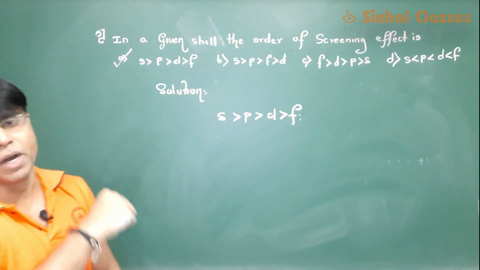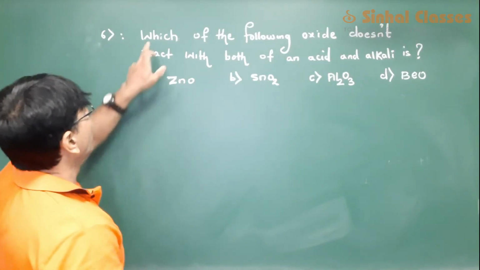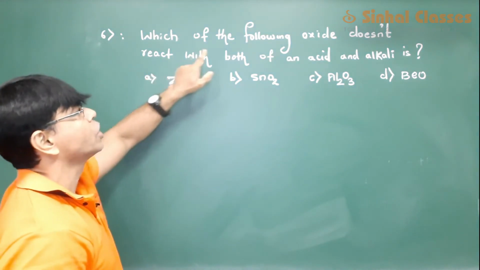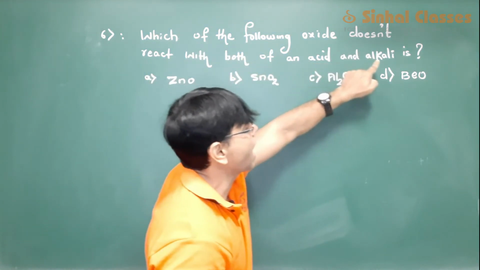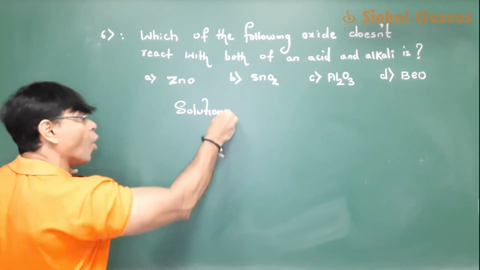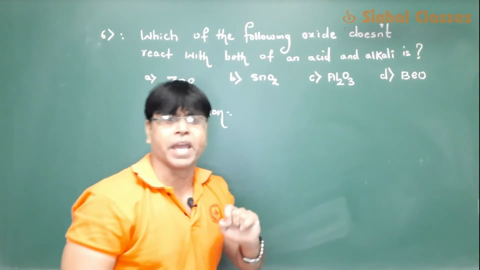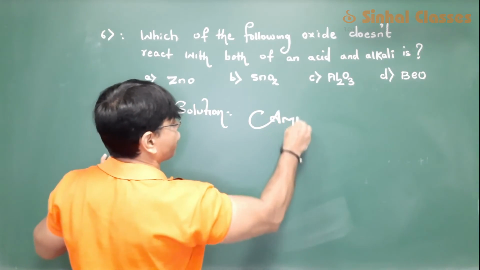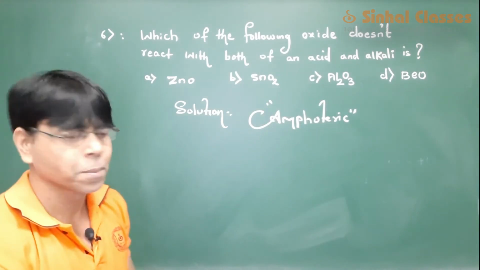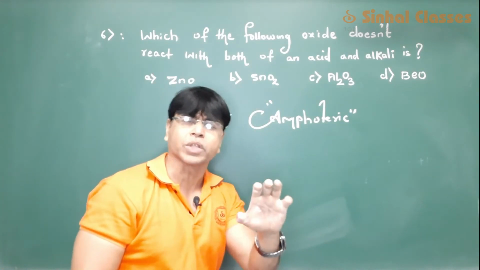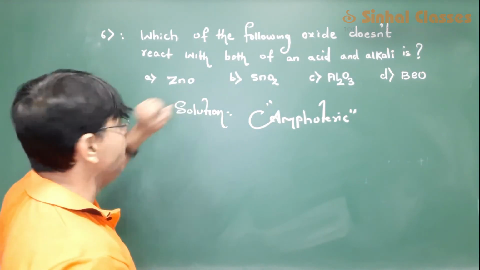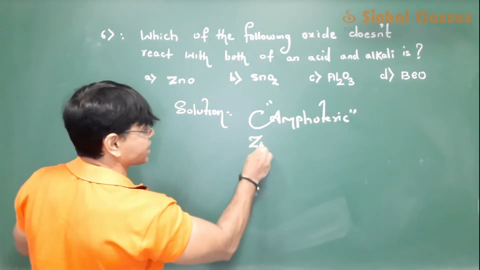Now we go for question number 6 from this topic. Which of the following oxides doesn't react with both an acid and an alkali? Now we all know the ones which react with both acid as well as base are called amphoteric. Zinc oxide, we all know it is amphoteric.